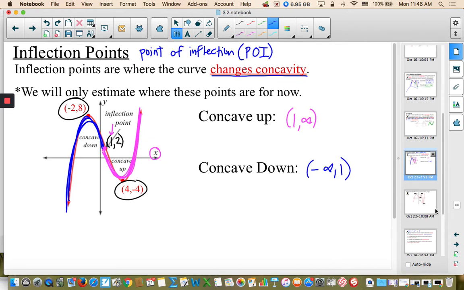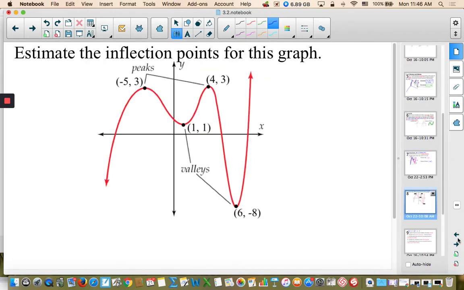All right, I'm going to have you practice this once, and then we're going to put all of these pieces together and use our graphing calculator to try this. So if you would hit pause right now, find the inflection points for this graph, and then we'll check them.